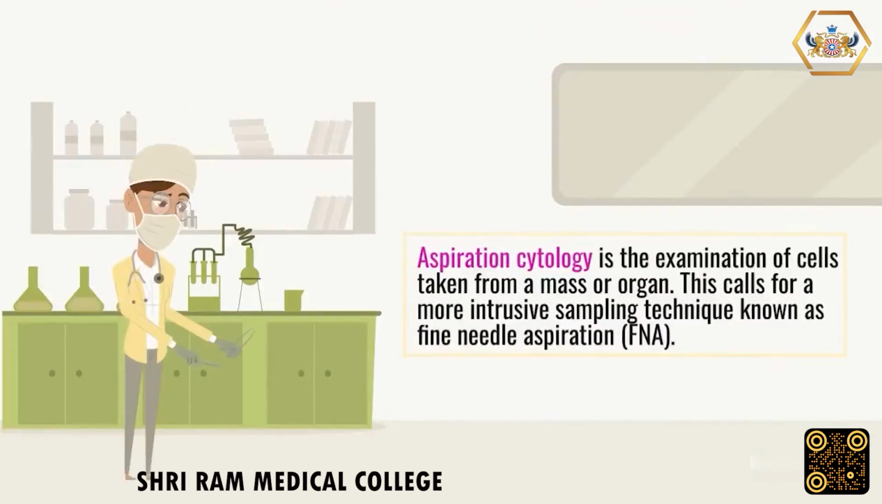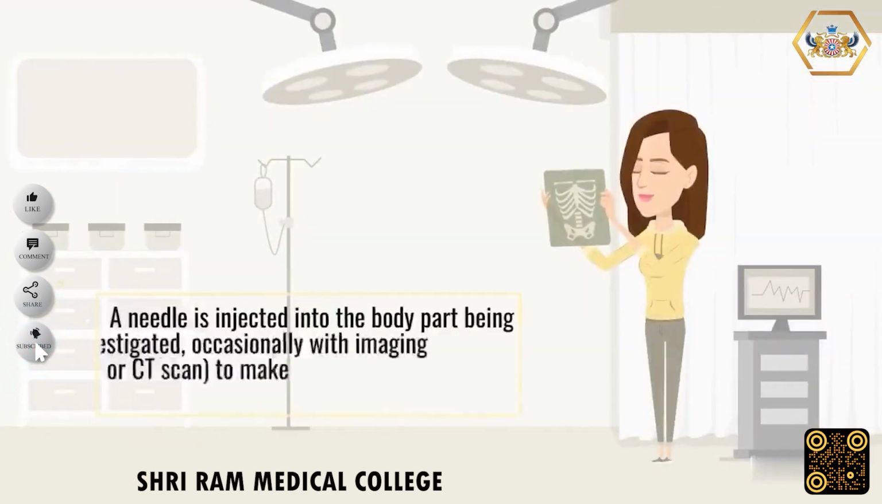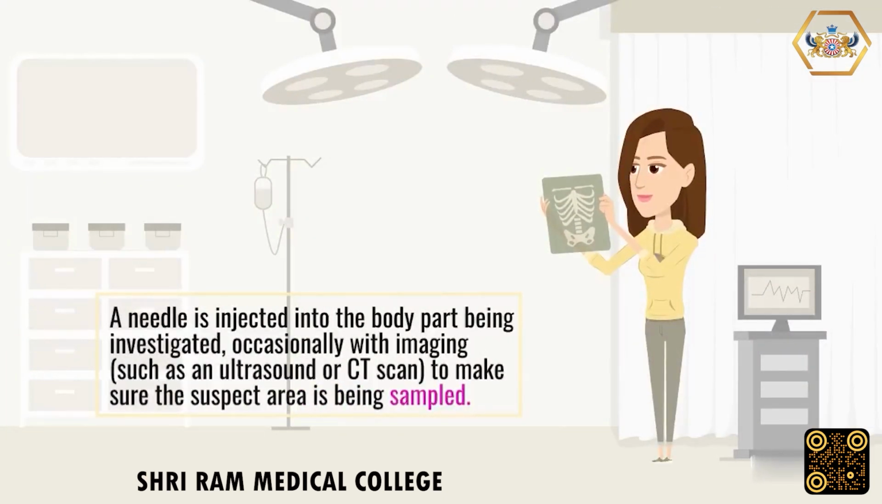Aspiration cytology is the examination of cells taken from a mass or organ. This calls for a more intrusive sampling technique known as fine needle aspiration, FNA. A needle is injected into the body part being investigated, occasionally with imaging, such as an ultrasound or CT scan, to make sure the suspect area is being sampled.